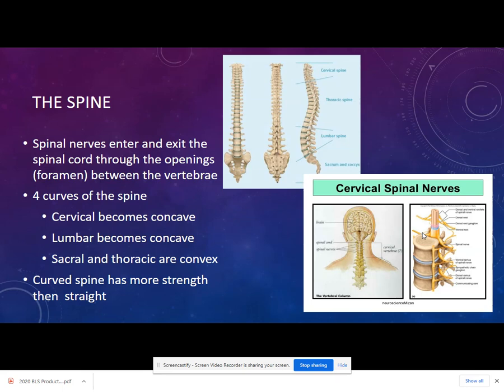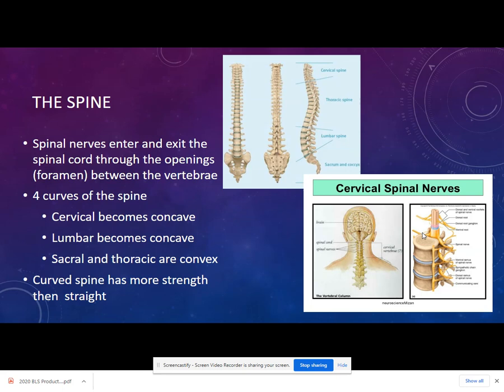There are 4 curves within the spine. The cervical curve is concave. However, at birth, it's not necessarily all the same. So the cervical is concave, lumbar becomes concave, and the sacral and thoracic are convex.